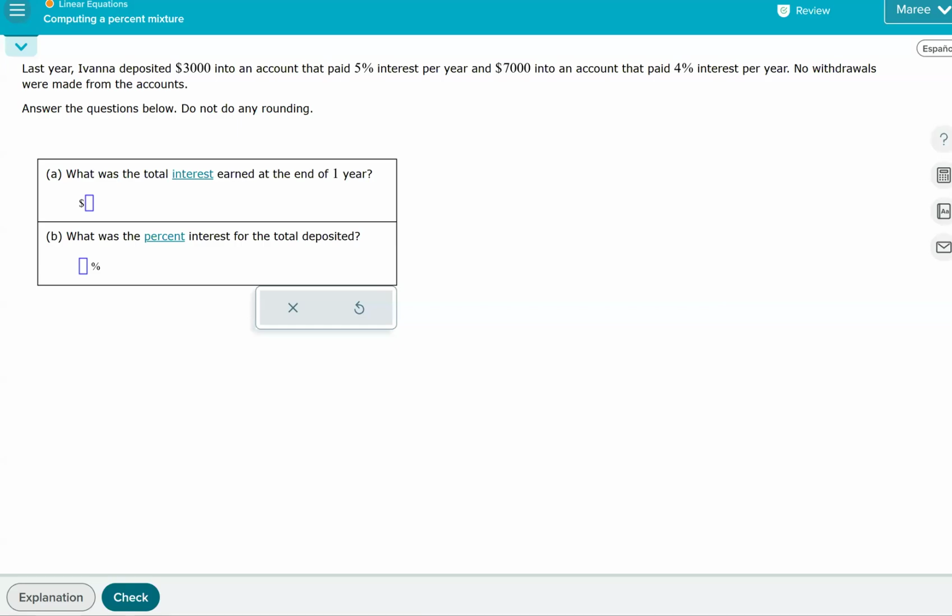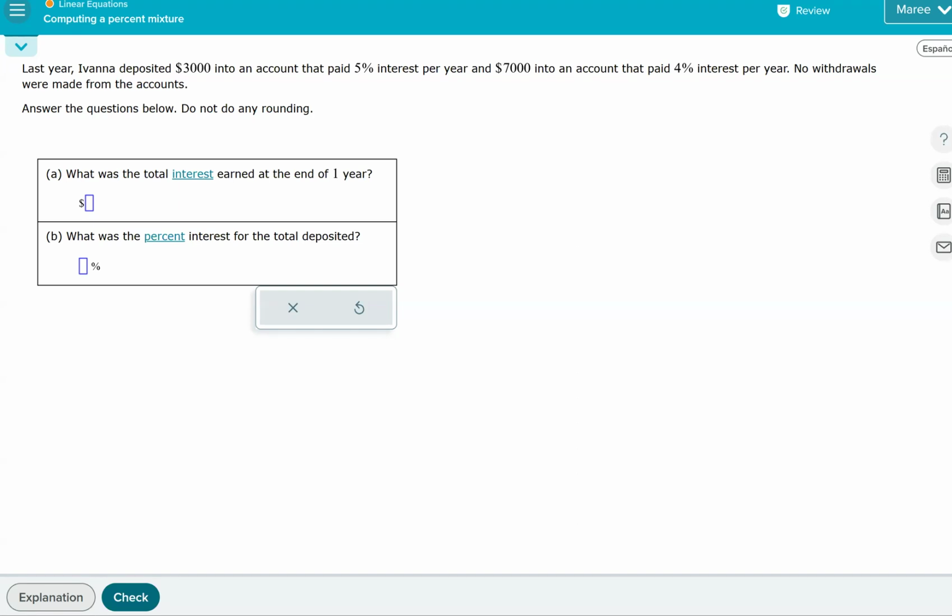This topic is called computing a percent mixture. We are going to be combining some mixtures together and trying to figure out what percentage of the mixture is whatever we're looking for, or it might be money. Like in this case, we're looking at an account and how much interest is paid. Then we'll be answering a couple of questions. So let's just do this example and we'll look at the questions and see how we're going to go about solving this.